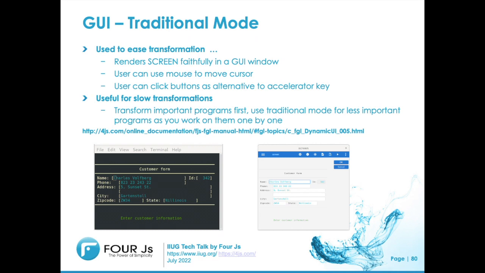Traditional mode is useful for slow transformations, particularly amongst enterprise customers. You transform, or do the GUI transformation of, your important programs first, but your less important programs, you take a little longer and just transform them slowly over time when you have spare time. Perhaps do one at a time, maybe targeting one a day, a couple a week, etc. So if you have 100 programs, 1,000 forms, etc., get your important programs working in a fully-fledged GUI and perhaps dedicate enough resource to transform the rest of the balance slowly using traditional mode. So you have those programs you haven't converted using traditional mode but still appearing in the GDC desktop window or the browser window.